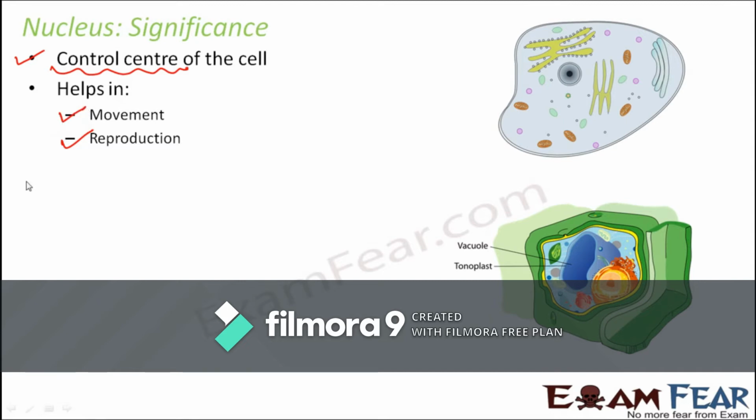And it also plays a very important role in movement. Now, just imagine, these are two very important roles as far as a cell's life is concerned. So now, since the nucleus controls all the vital activities, therefore it is called the control center of a cell.